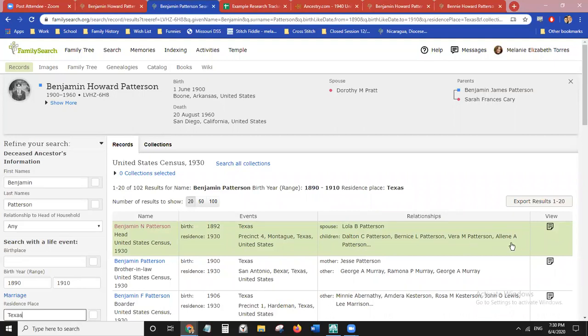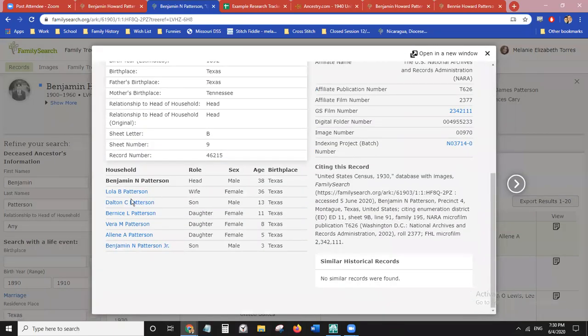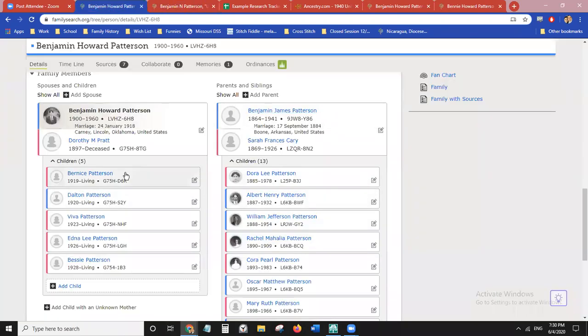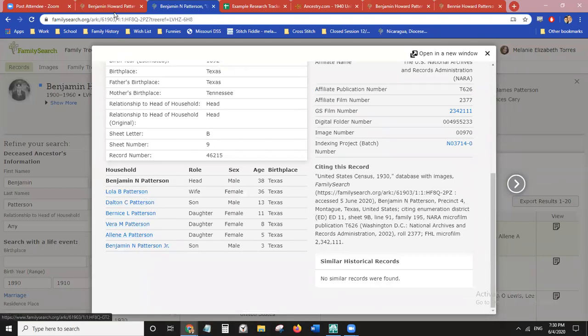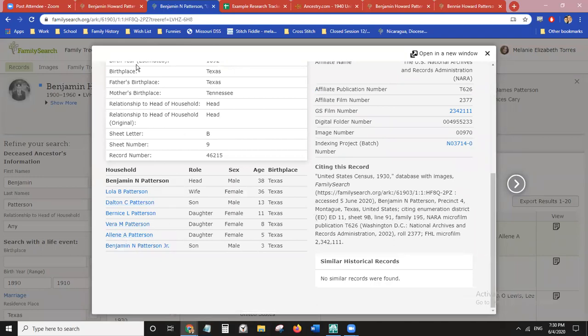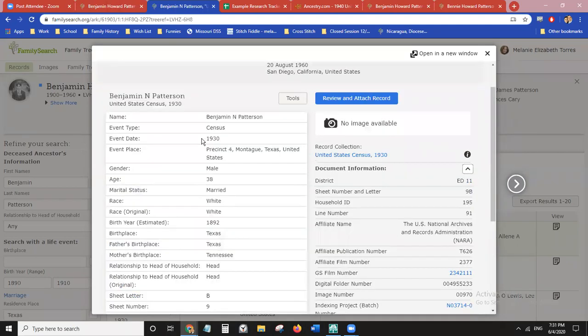But the children match pretty good. So we have a Dalton, we have a Bernice, we have a Vera Aline, a Benjamin N. So maybe this could be a possible match. Vera could be a Viva. Edna Lee could be an Aline. Maybe the person who gave the information for the census didn't know this family super well, because they say they're all born in Texas. The years are a little bit off.